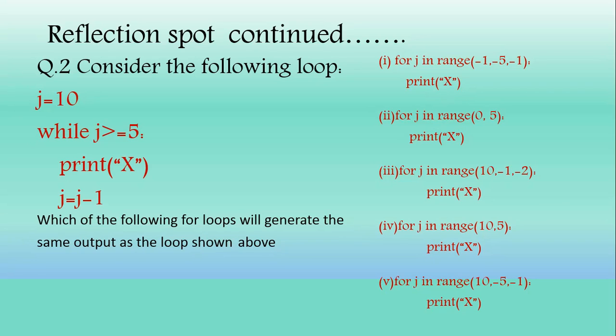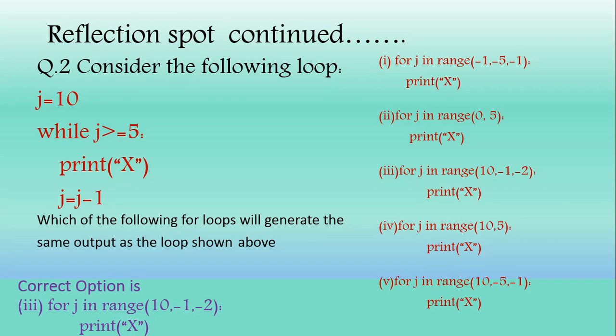Okay, now I am giving you the correct answer. The correct answer is option 3: for i in range 10 comma minus 1 comma minus 2, print x. Here the start value will be 10 and the stop value is minus 1, the step value is minus 2. So when you evaluate this range function, you will get 10, then 8, then 6, then 4, then 2, and then 0. This means the loop will run 6 times and you will get the same output as you will get out of this while loop.